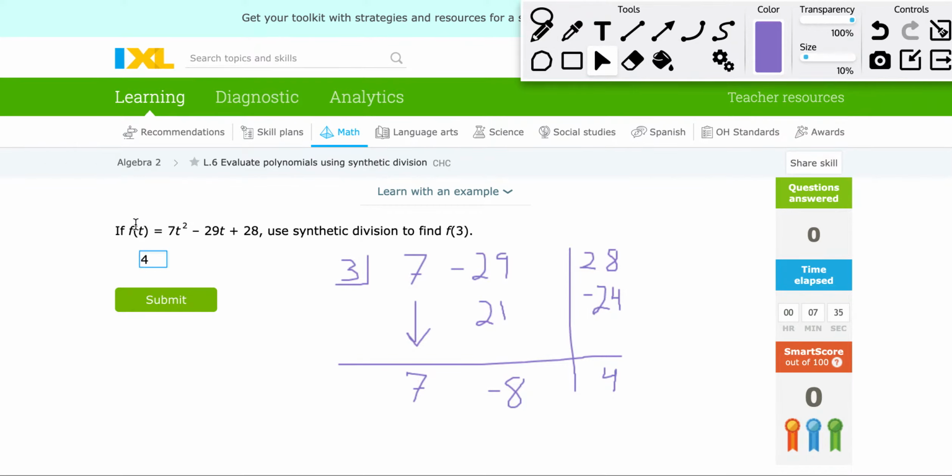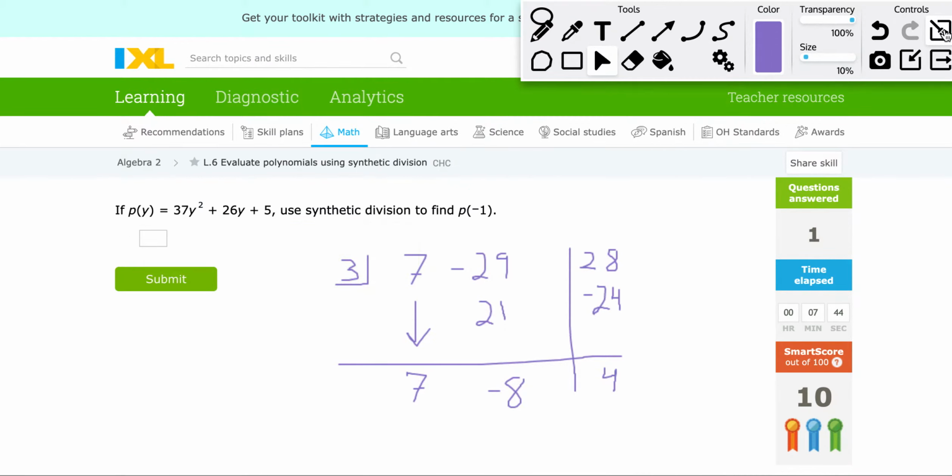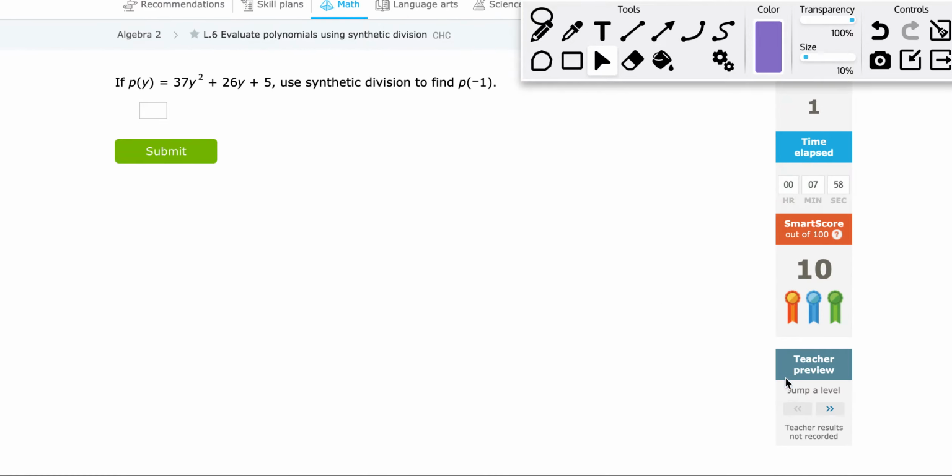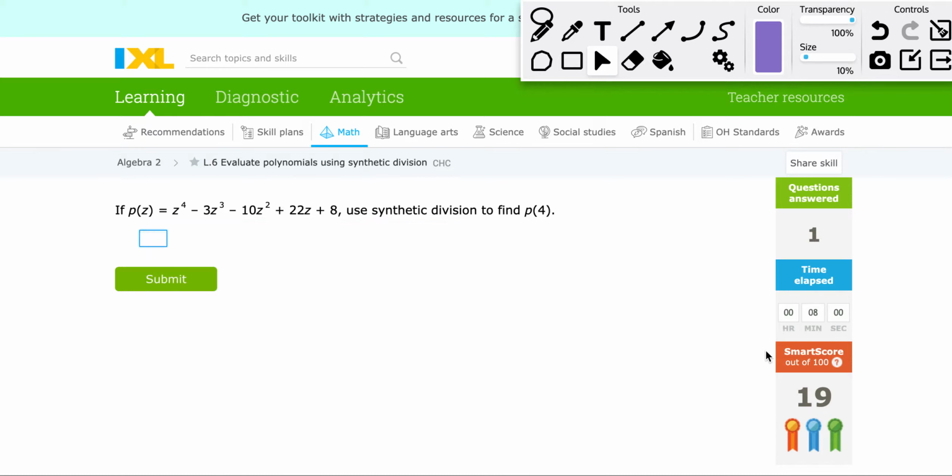which would be the same thing as if I plugged in 7 times 3 squared minus 29 times 3 plus 28. Awesome. So the reason we would do that, for some of these, as we have smaller polynomials to start with, plugging in wouldn't be too bad. However, once they get more complicated, it's going to take longer and longer, whereas if you're good at synthetic division, that would likely be quicker than solving this out by hand.